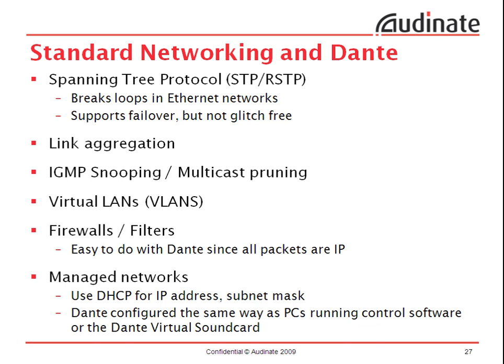You can also use link aggregation with Dante, or IGMP snooping, which is helpful for limiting the distribution of multicast traffic throughout a network. Dante also will run happily over the top of VLANs. So Greg Lukan's install used VLANs to divide the network up into different pieces. And Dante also plays very nicely with firewalls and filters. This is a feature of Dante because all of the packets in Dante are IP, so that makes it very easy for someone to set up rules that match these packets, and lots of equipment supports the ability to filter or match IP packets.